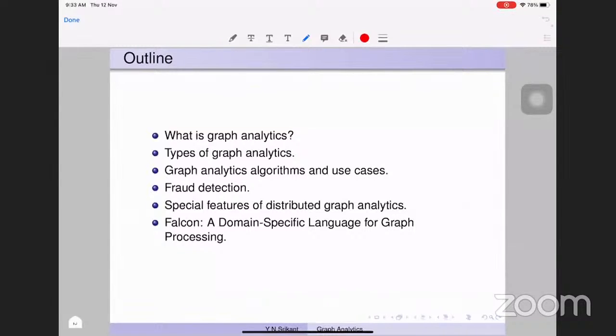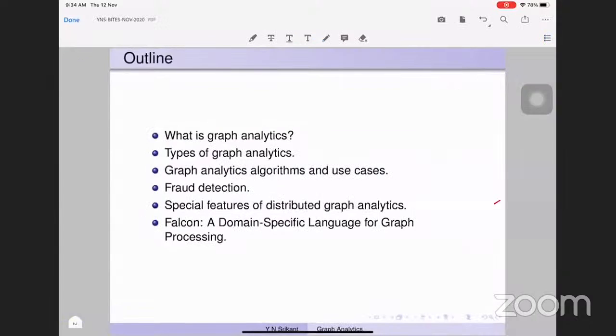So today we will explore a little bit of graph analytics. I am not going to concentrate on the compiler part because I understand that this is not a compiler specific lecture. I don't want it to be. I will give you examples of graph analytics, where they are used, and one example of fraud detection, special features of distributed graph analytics, and a domain specific language for graph processing. This is going to be our agenda for the lecture.